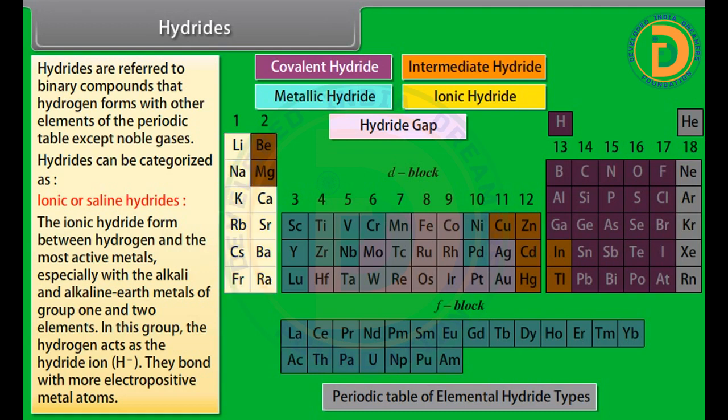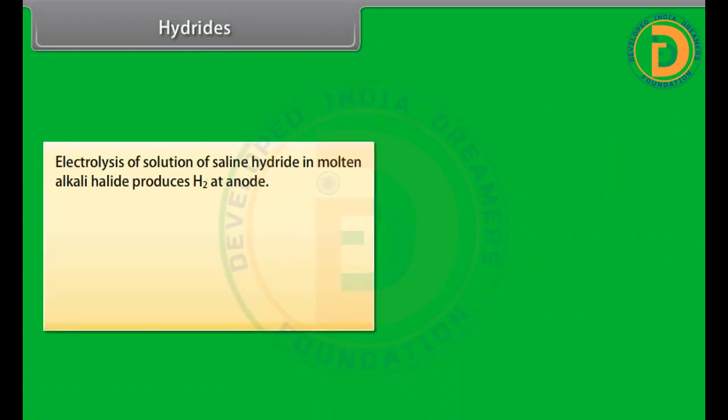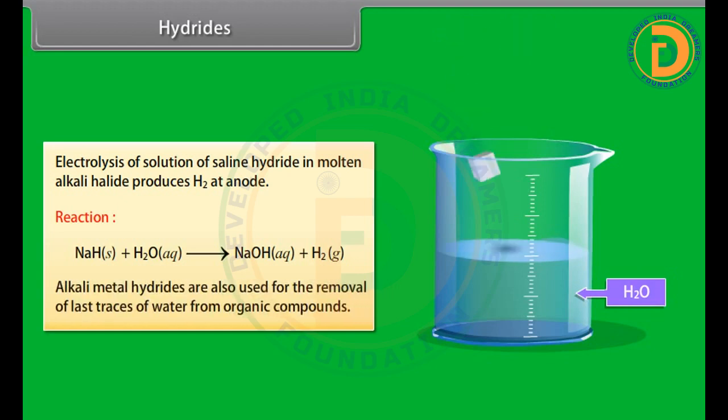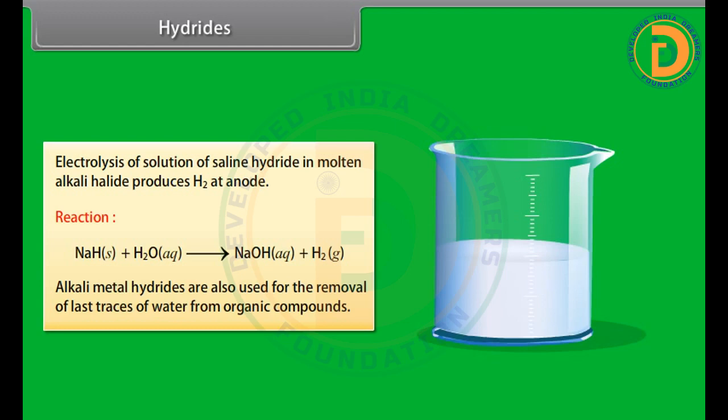In this group, the hydrogen acts as the hydride ion. They bond with more electropositive metal atoms. Electrolysis of a solution of saline hydride in molten alkali halide produces H2 at the anode. The reaction is given as follows. Alkali metal hydrides are also used for the removal of the last traces of water from organic compounds.